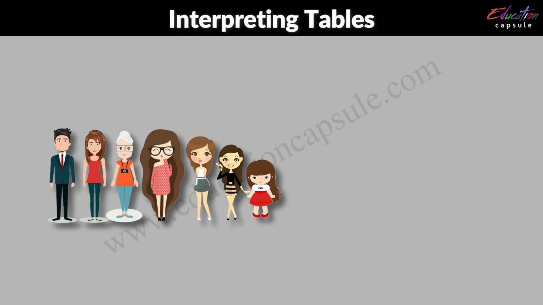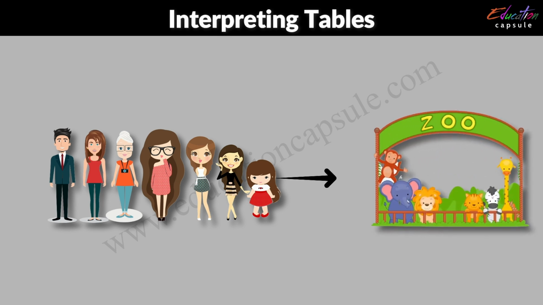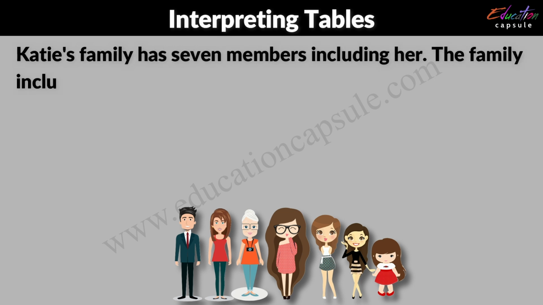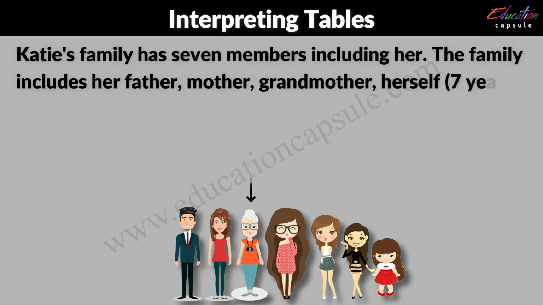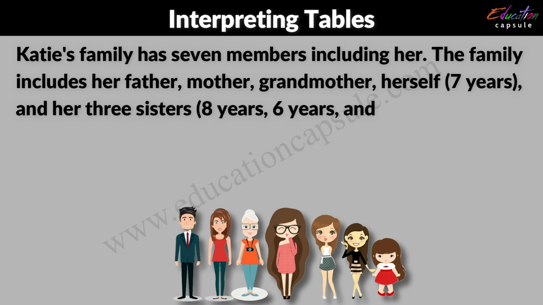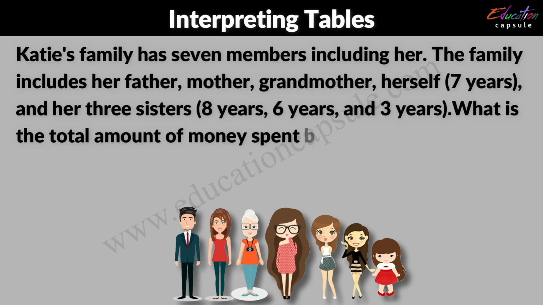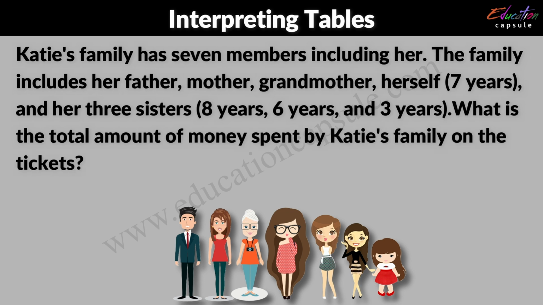Katie and her family are going to the zoo. Katie's family has 7 members including her. The family includes her father, mother, grandmother, herself, who is 7 years old, and her 3 sisters, 8 years, 6 years, and 3 years old. Now, what is the total amount of money spent by Katie's family on the tickets?